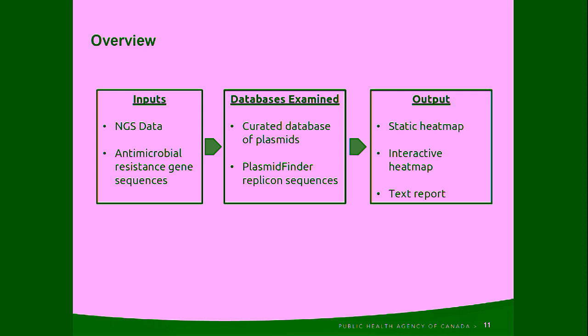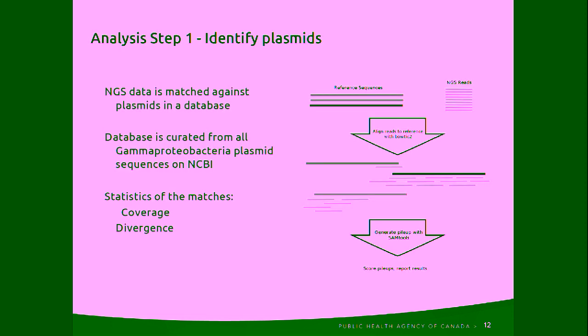Our inputs are next generation sequencing data, again in the form of Illumina MiSeq short reads, and then antimicrobial resistance gene sequences or any other genes of interest that the researcher provides. They are compared to a curated database of plasmids derived from NCBI. Okay, so here it is. This is done by a program called SRST2 in the Galaxy workflow. The reads from the next generation sequencing are mapped to each of the plasmids in the database after that database has been cut down using K-mer matching.